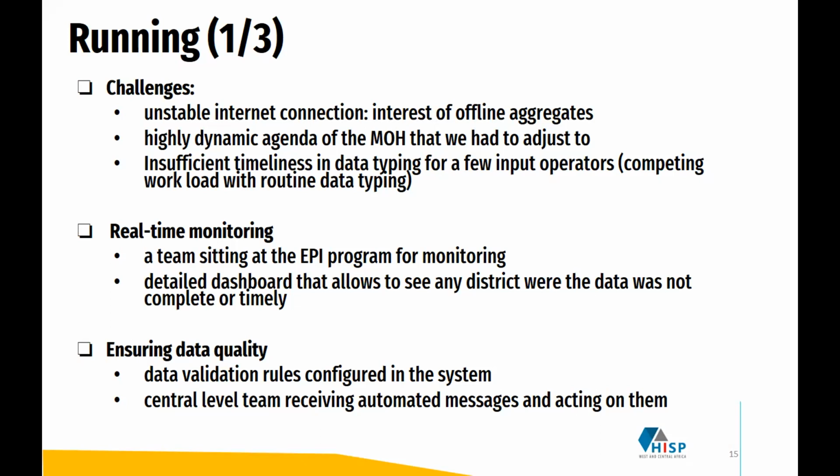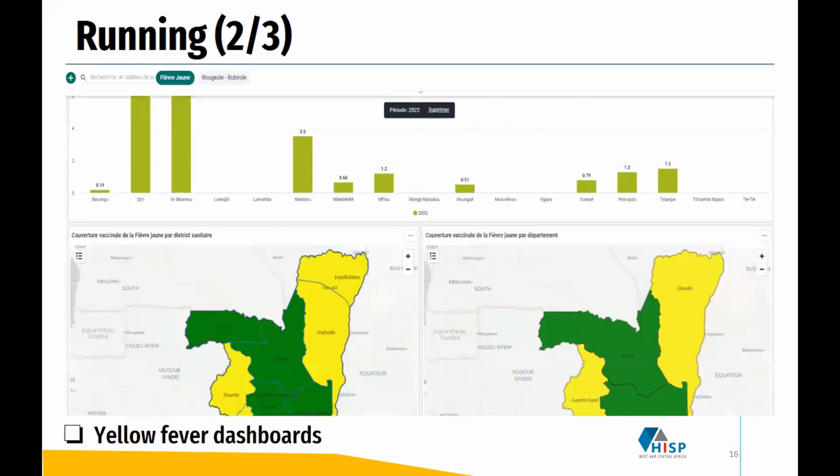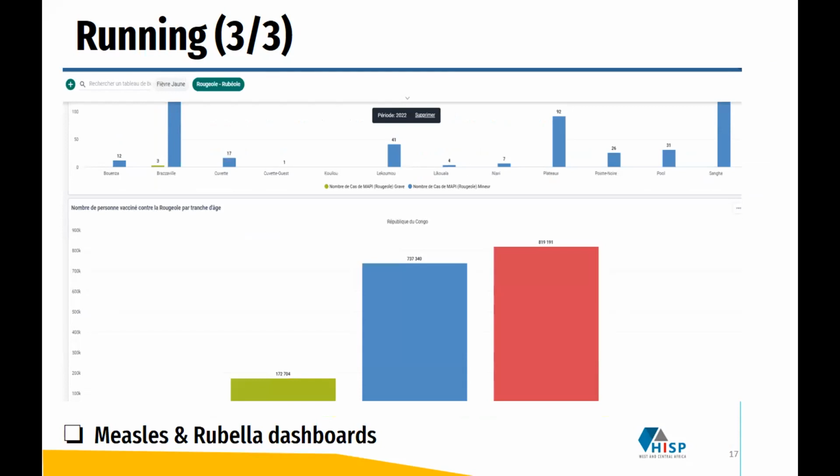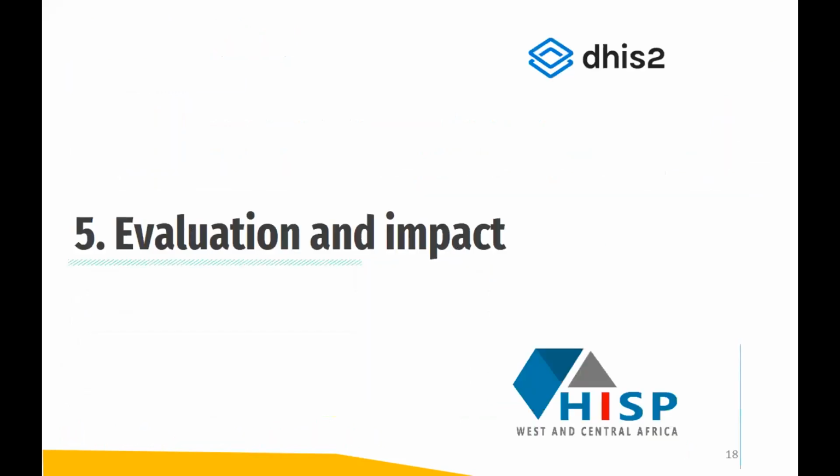The real-time monitoring was a success because the team sitting at the API program was able to have the data dashboard for both performance and also for data quality. This is a snapshot of what was ongoing, you can have the map, the figures, and so on. The same for the measles and rubella dashboard.